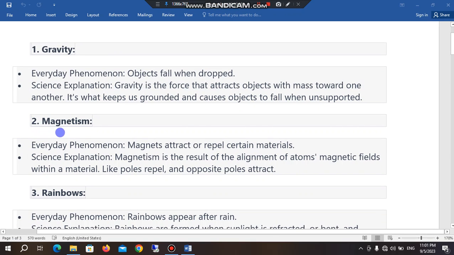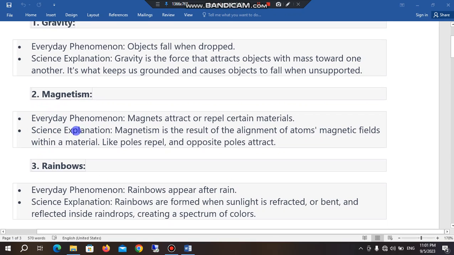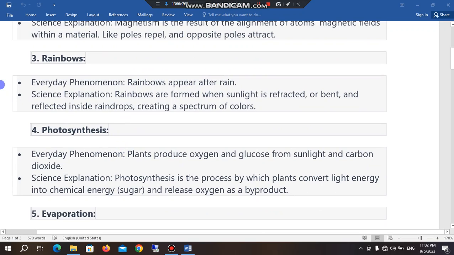Point number 2, magnetism. Everyday phenomenon, magnets attract or repel certain materials. Science explanation. Magnetism is the result of the alignment of atoms' magnetic fields within a material. Like poles repel and opposite poles attract.